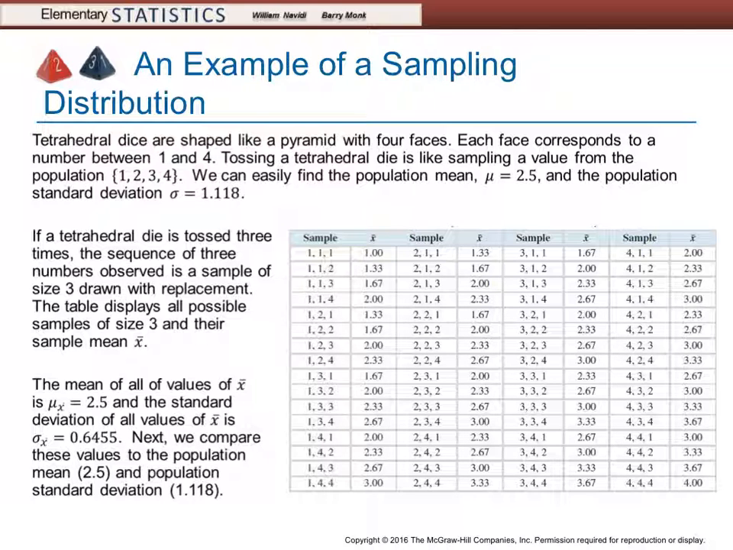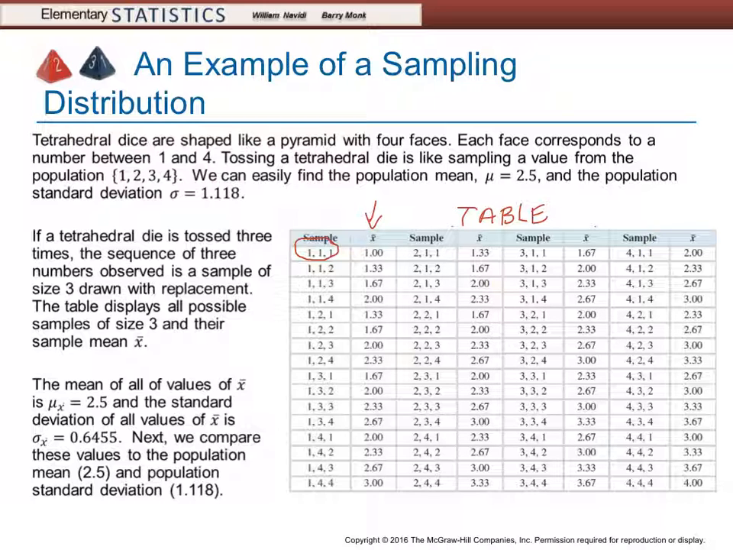If a tetrahedral die is tossed 3 times, the sequence of the 3 numbers observed is a sample of size 3 drawn with replacement. The table displays all possible samples of size 3 and the sample mean x bar. So here's our table. For example, if we get 1, 1, 1, we sum them up, which would be 3. We divide it by 3, we get x bar to be 1, and so forth.